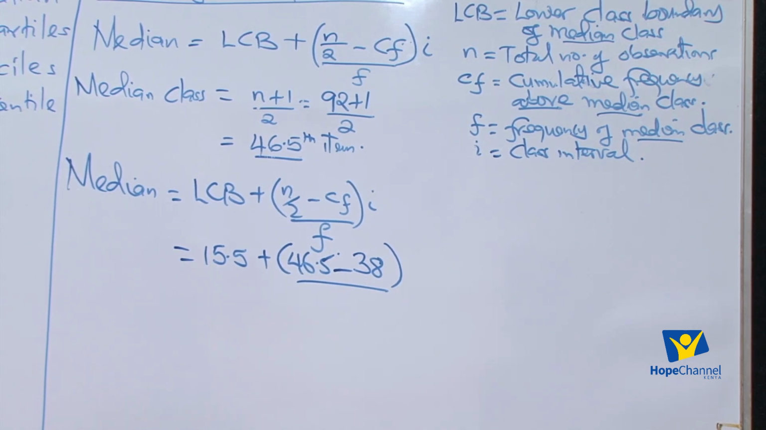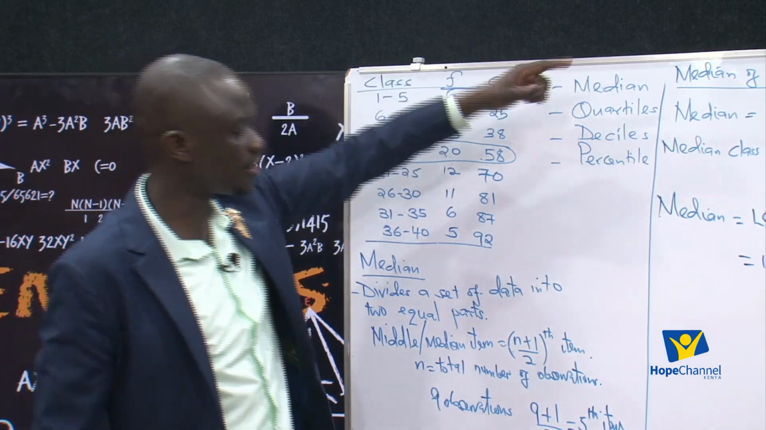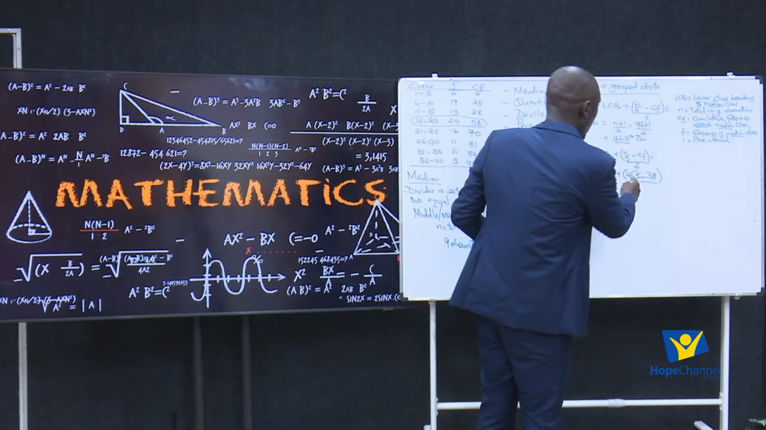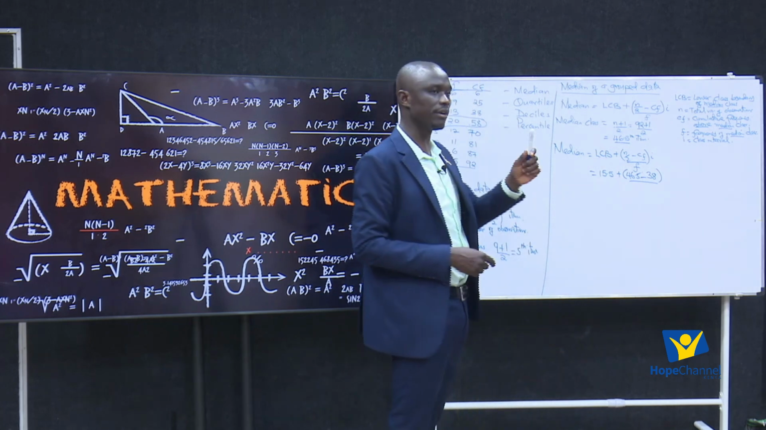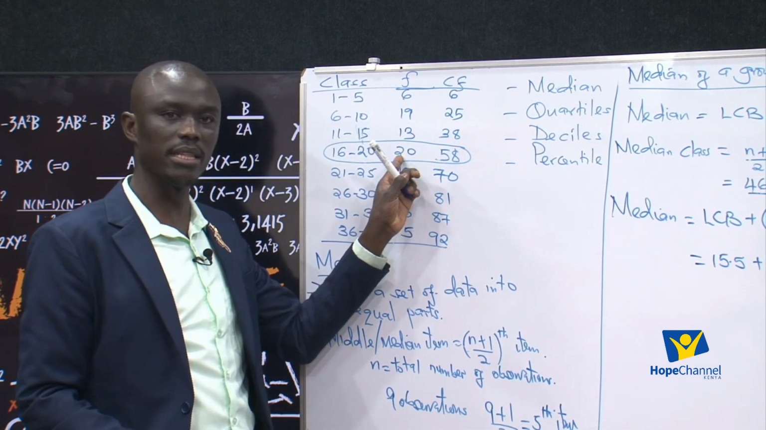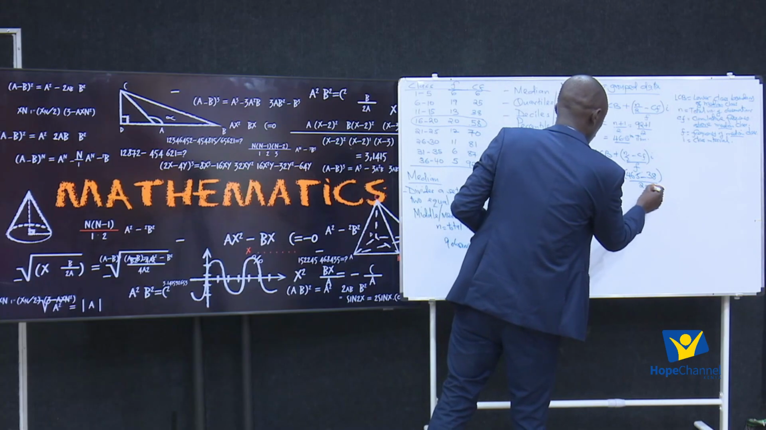So there's a reason why I was marking out this class. I was marking out this class so that I can identify the frequency above. So CF is the cumulative frequency above the median class. Everything divided by F. F is the frequency of that class. So this is our class. The frequency in this case is 20. So we divide by 20.